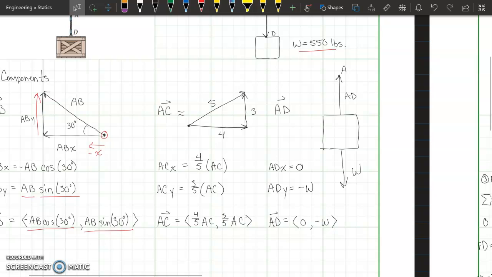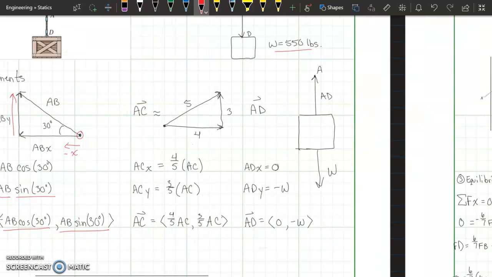Next, I chose to get our AC vector. To do this, I'm going to use the little included 3-4-5 triangle and model ours similar to that. This will give us the AC in the x direction as 4 over 5 times AC. ACY will then equal 3 over 5 times AC. In Cartesian form, that'll be AC is equal to 4 over 5 AC, comma, 3 over 5 AC.